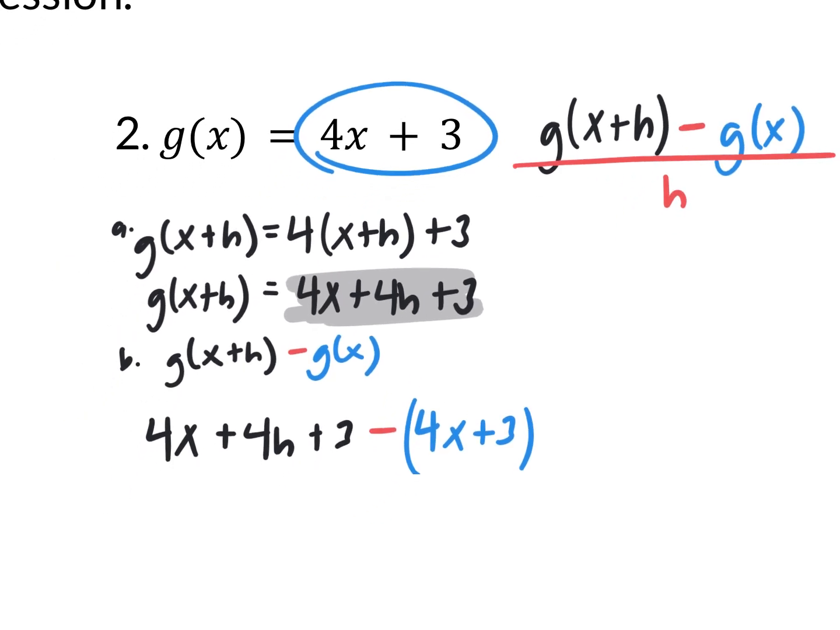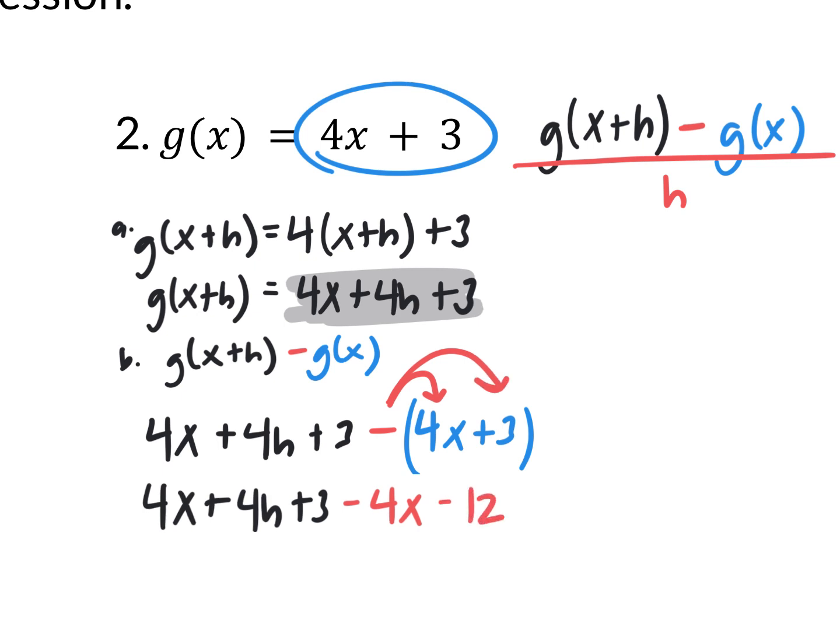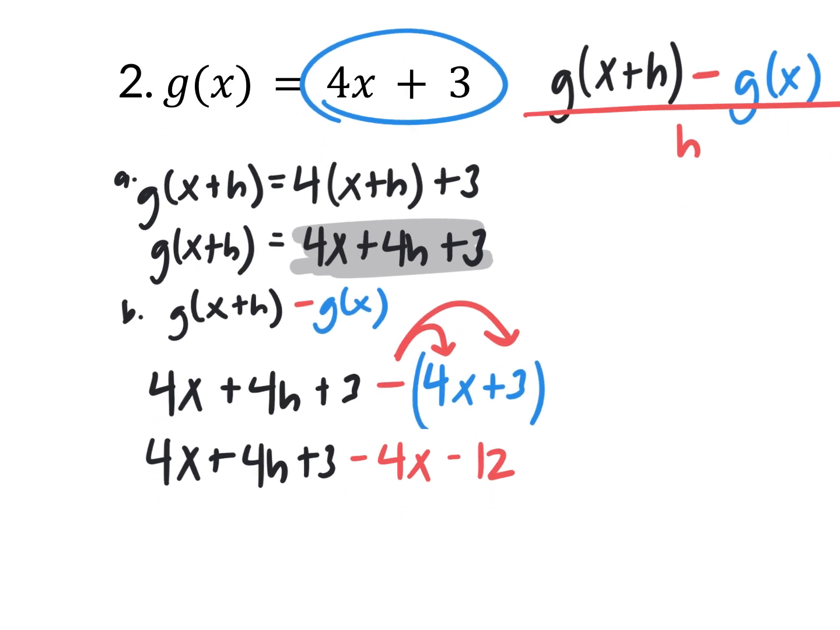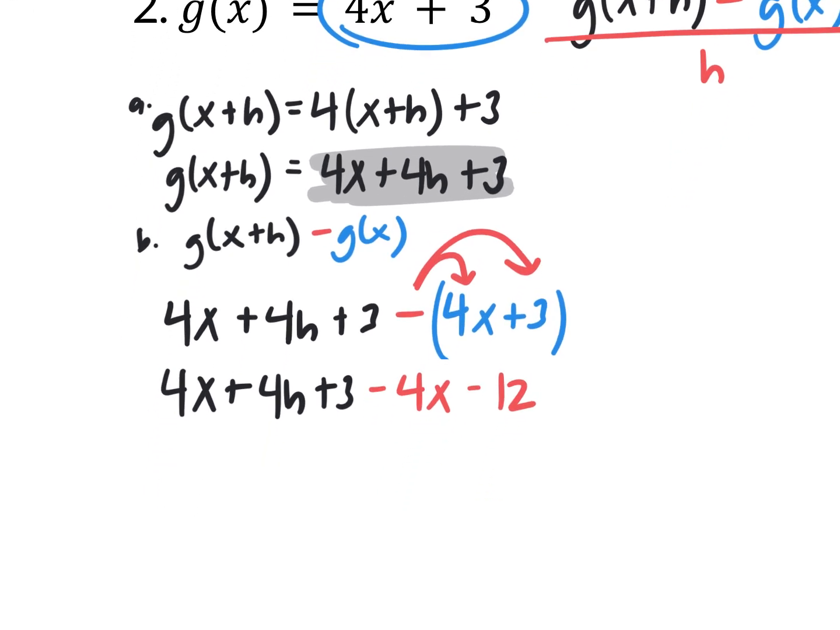So now from here, I can go ahead and simplify this, right? This now becomes 4x plus 4h plus 3. And then I distribute this negative. It becomes negative times 4x, which is negative 4x. Distribute this negative to the 3, I get minus 12. Now, can I simplify some stuff here? Oh, wait, sorry, it should be minus 3, not minus 12. I look up and you guys were all looking at me like I'm crazy.